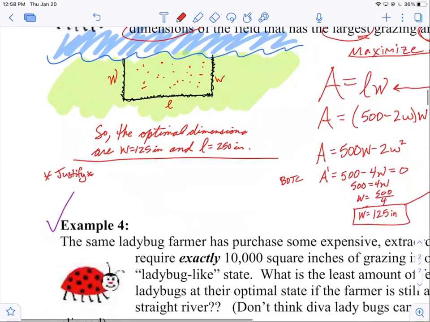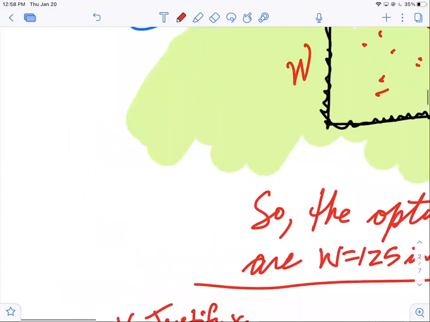You could use a modified first derivative test. That's fine, just like we did. But sometimes a modified second derivative test works nicely. So just to review the second derivative test, right?